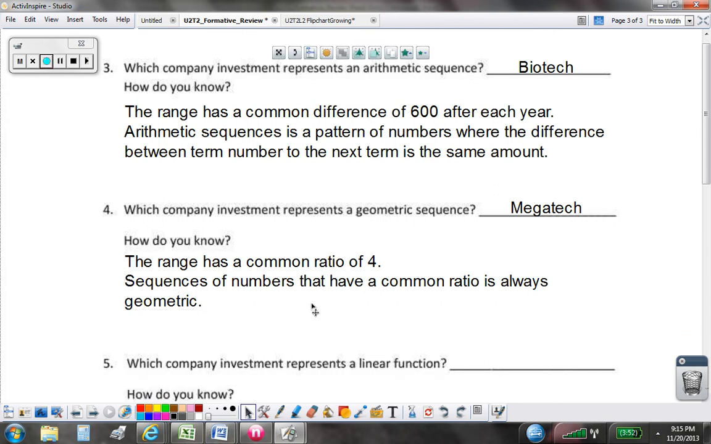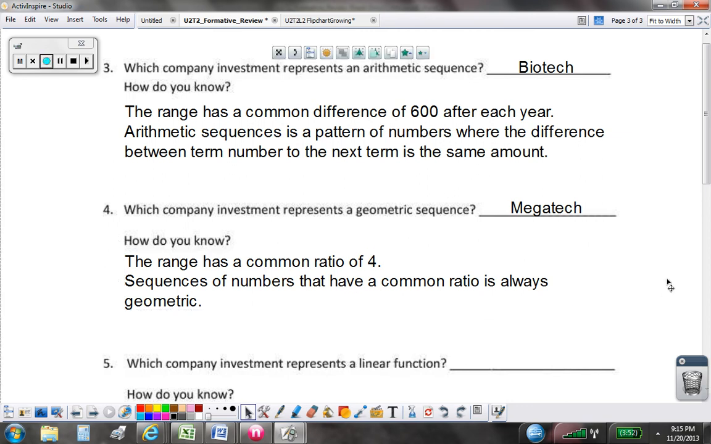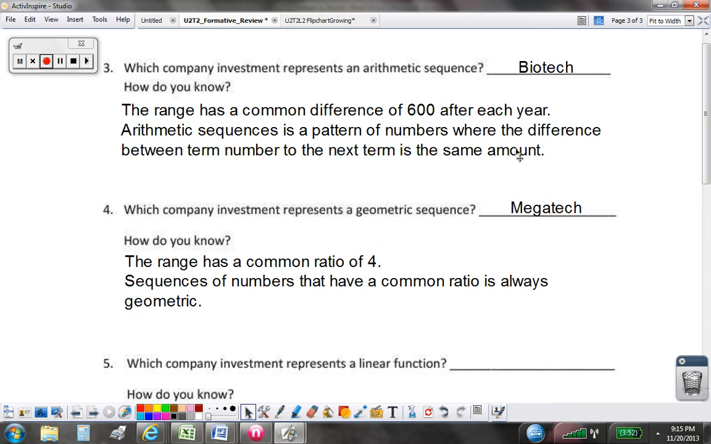Again, we're not expecting word for word memorization of what I'm typing here, but just something in the same range of answers where you're including what's important. And what's important is the main difference between geometric and arithmetic: an arithmetic sequence always has a common difference and the geometric sequence will always have a common ratio.